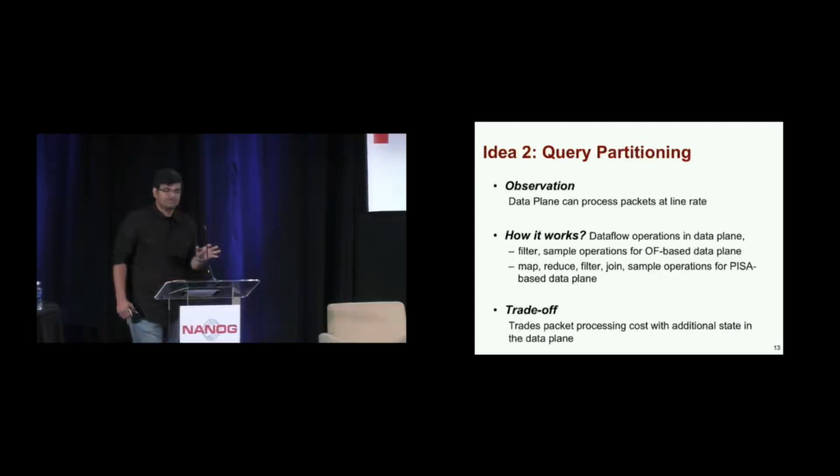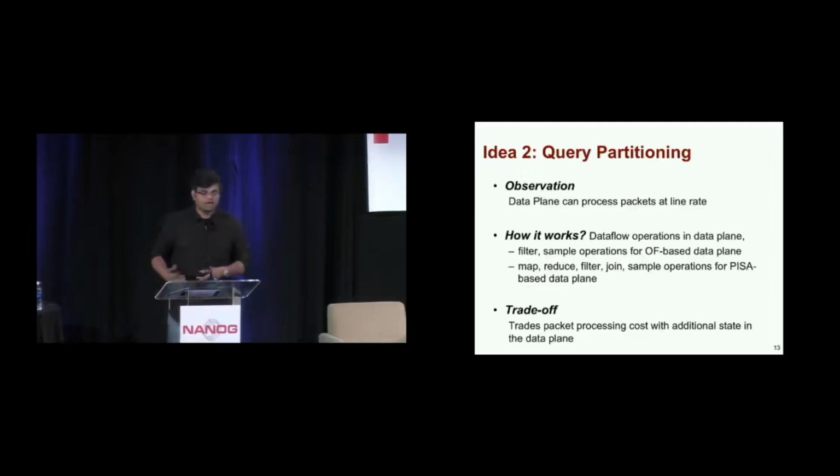Let's start with query partitioning. The key observation here is that the data plane can actually process packets at line rate, right? This is a capability that is relatively unique compared to other use cases of stream processing. If the data plane targets are using something like OpenFlow, it's easier to apply transformations or data flow operations like filter and sampling in the data plane, which are relatively simple but effective.